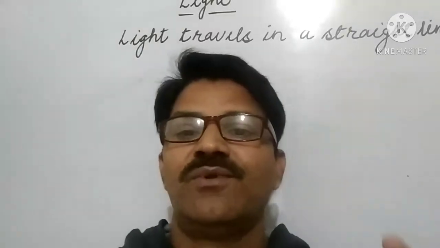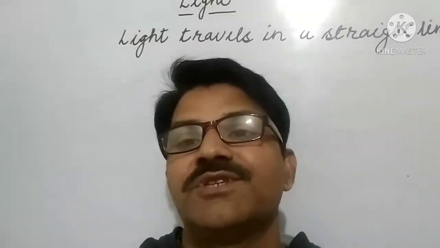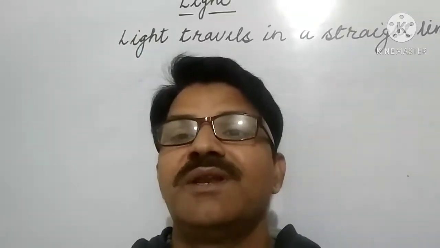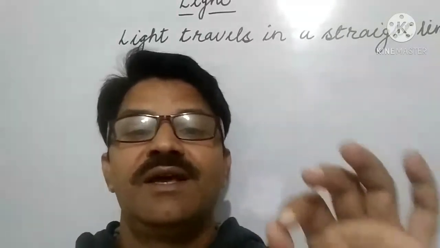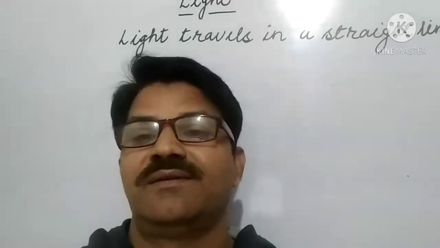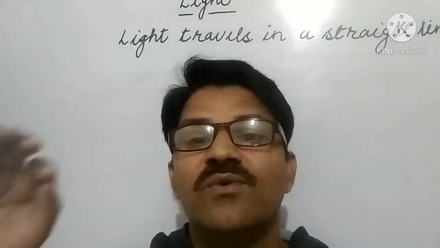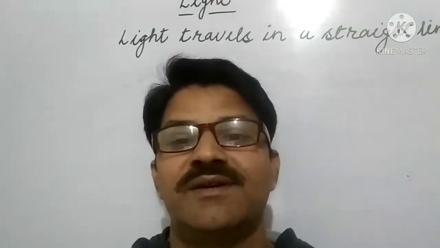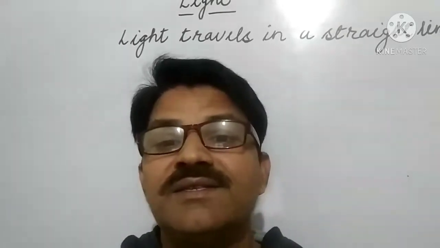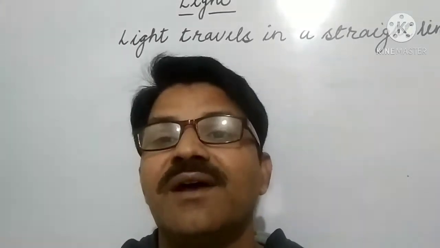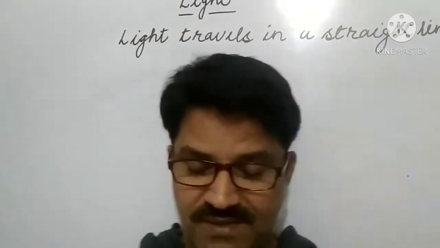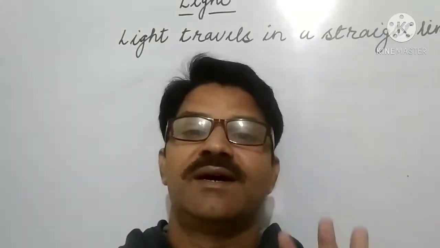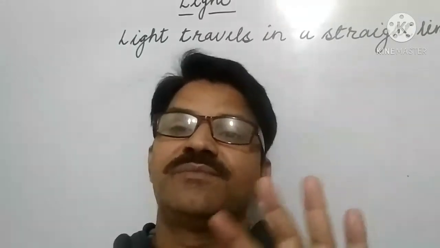Next, the following three things are required for the shadow to form. एक shadow को बनने के लिए किस किस चीज की जरूरत होती है? There are three things. One is source of light. Second is an opaque object. And third is screen or surface behind the object. Now, see. There are three things needed for the formation of the shadow.